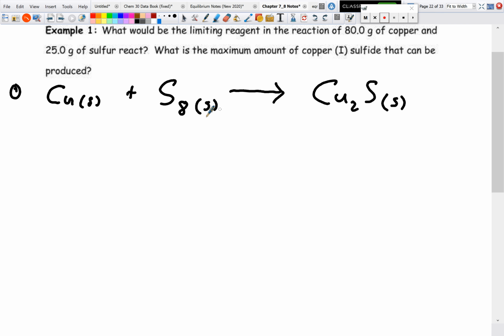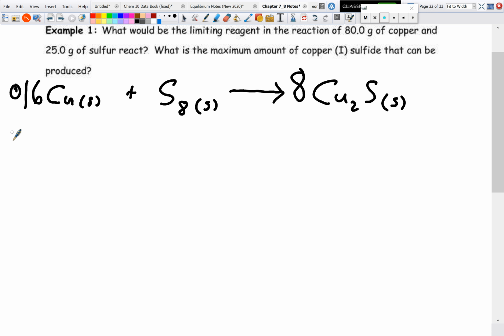Now, of course, we do need to balance, so we have an 8 in front of copper 1 sulfide to get our 8 sulfurs. Now, in our next case, this creates 16 coppers, so we need the coefficient of 16 in front of copper right here, and we are done. So that is step 1, balanced chemical equation, done.